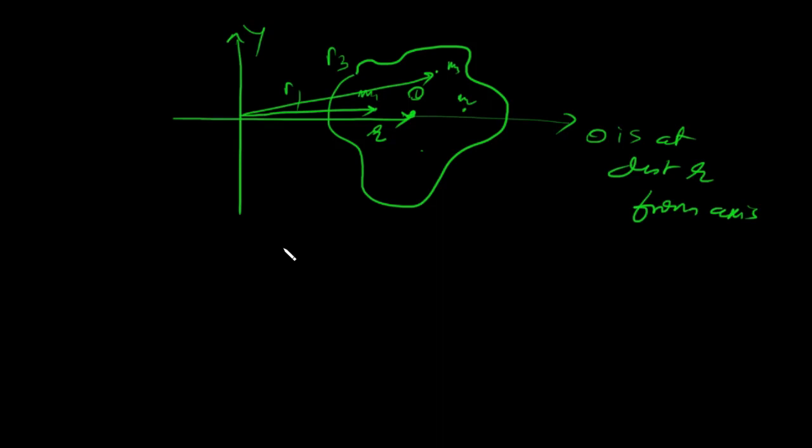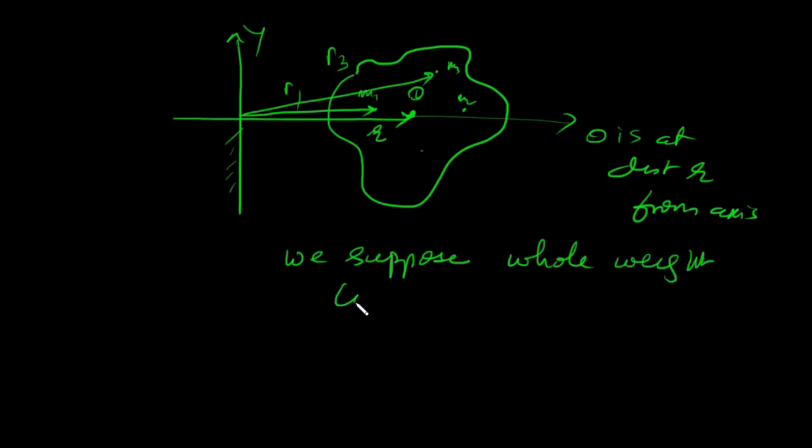This is because if the whole mass is concentrated at O, the torque produced by it at the y axis will balance the whole torque. That is the main crux of center of mass. So we suppose the whole weight is concentrated at O. Alright. And the individual masses.